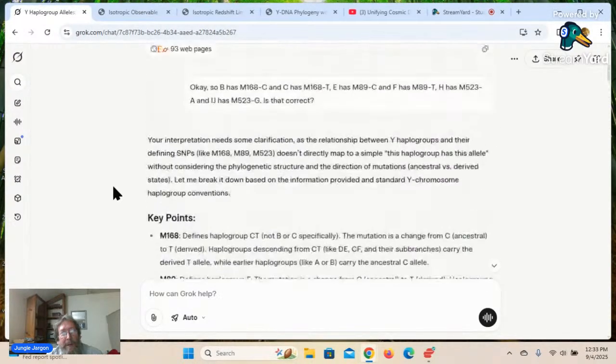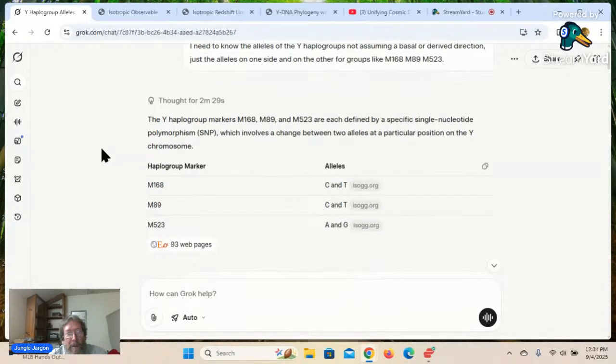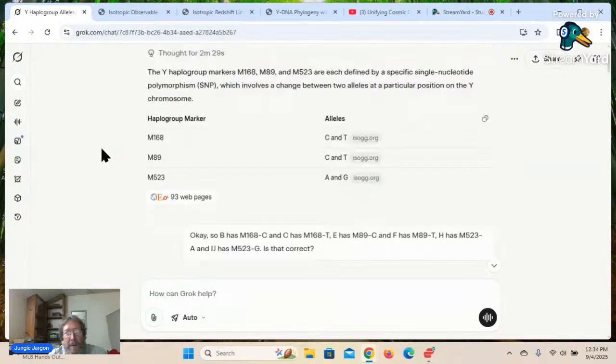I just want to go back to the beginning just to show how it started. Okay, get started on the right foot, and it seems to work. So I said, I need to know the alleles of the Y haplogroup, not assuming a basal or derived direction, just the alleles on one side and on the other for groups like M168, M89, M523. Okay, so it gave me the alleles.